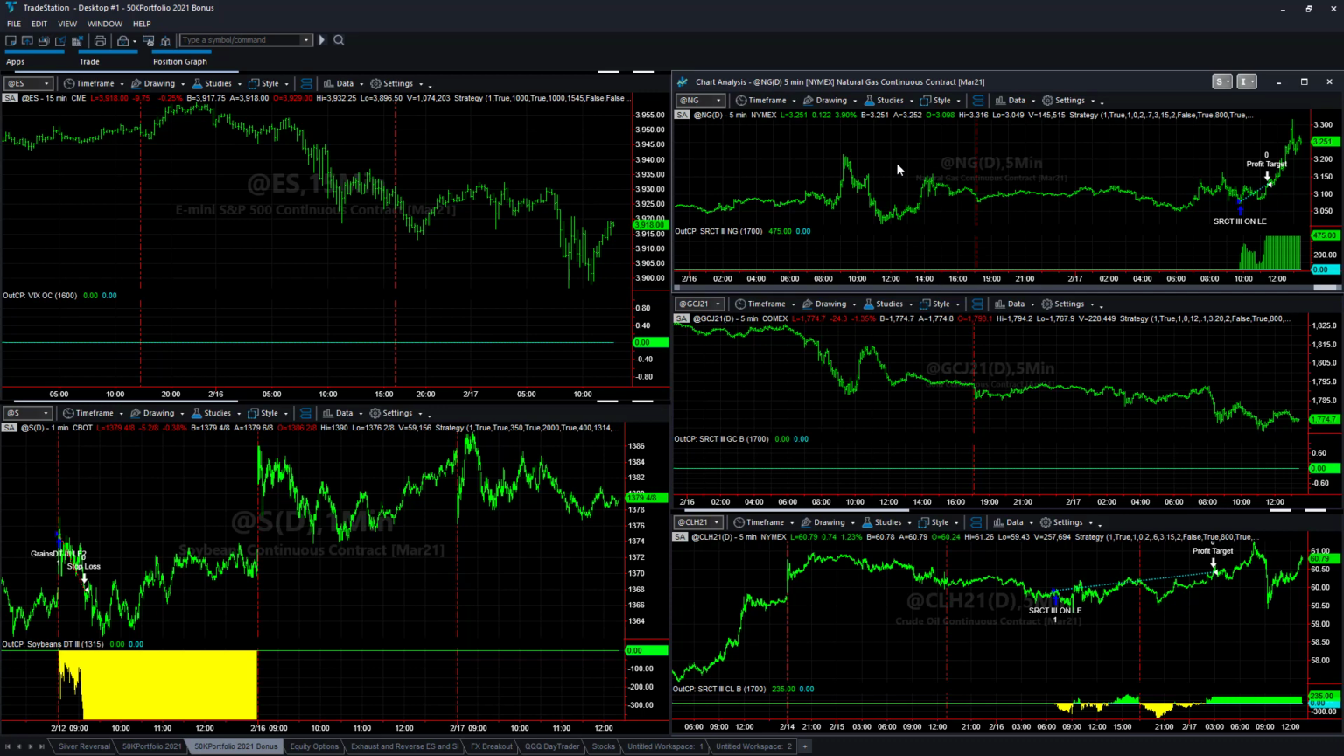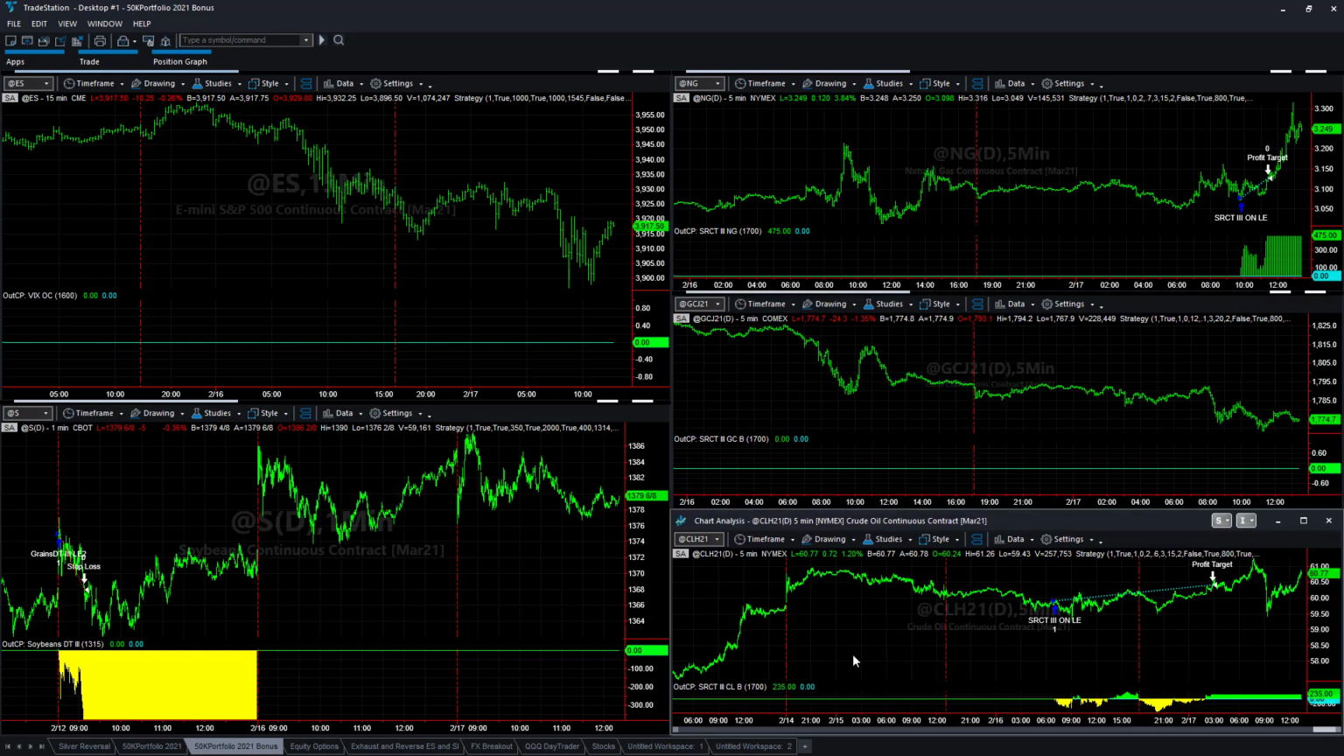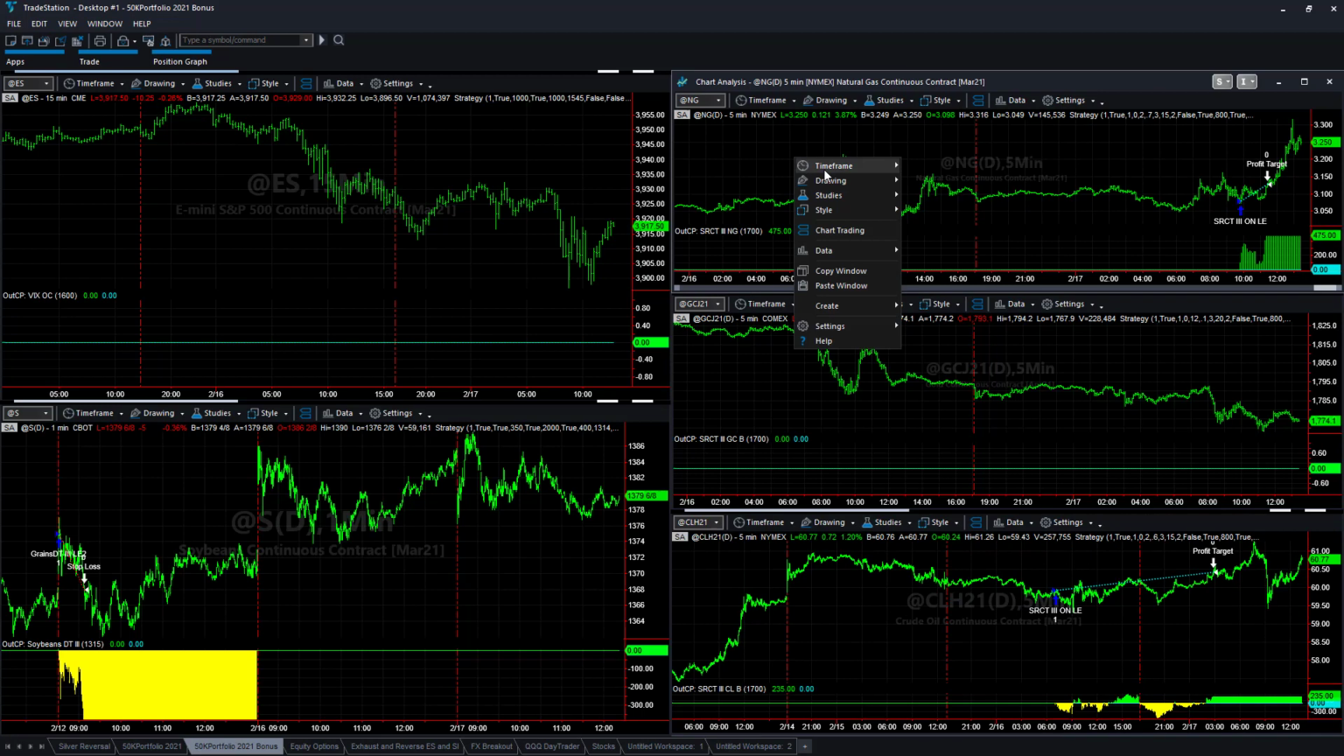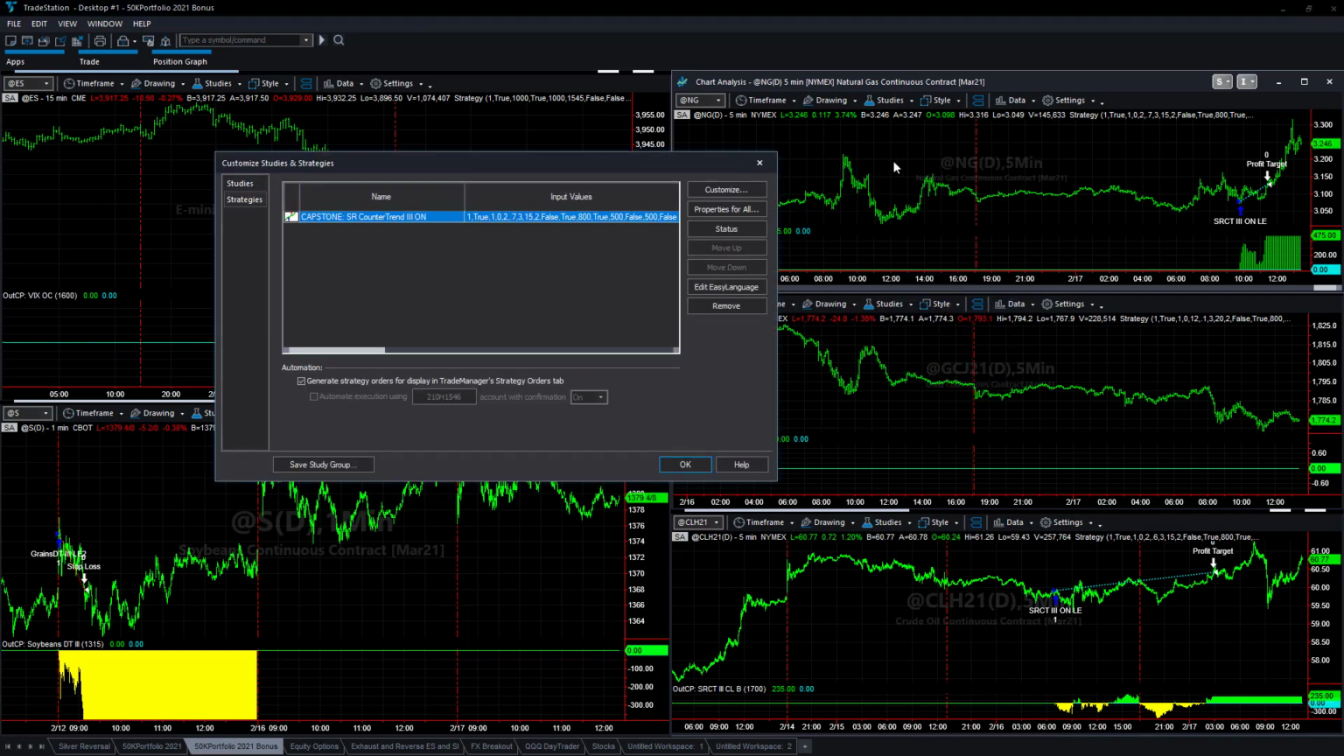The SR counter trends all work the same way. This is SR counter trend 3 natural gas, SR counter trend 3B gold, 3B crude oil, and you can simply right click and see the start and stop times. I'm going to do that real quick on each of these. Basically, the SR counter trend 3s, if the market is moving higher, it'll buy the pullback. If it's moving lower, it'll short the rally.